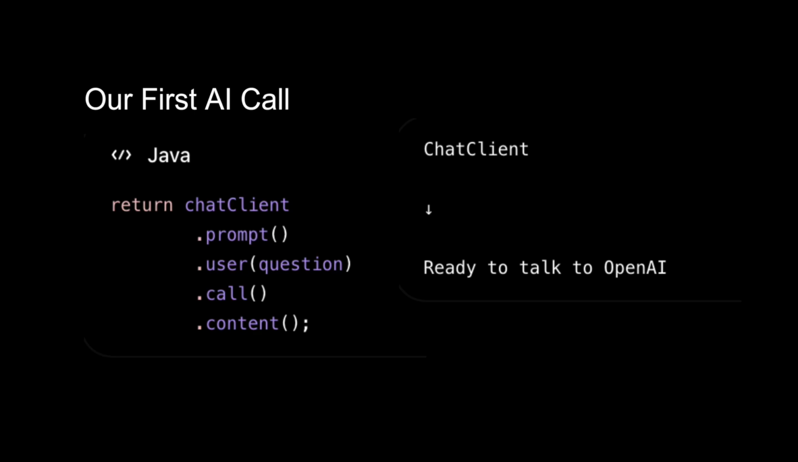Our job is simply to describe what we want. Spring AI takes care of how it is done. This is one of the biggest advantages of using Spring AI. If Spring AI hides all the networking code, then where does the HTTPS request happen? We will discover that in the next few slides.